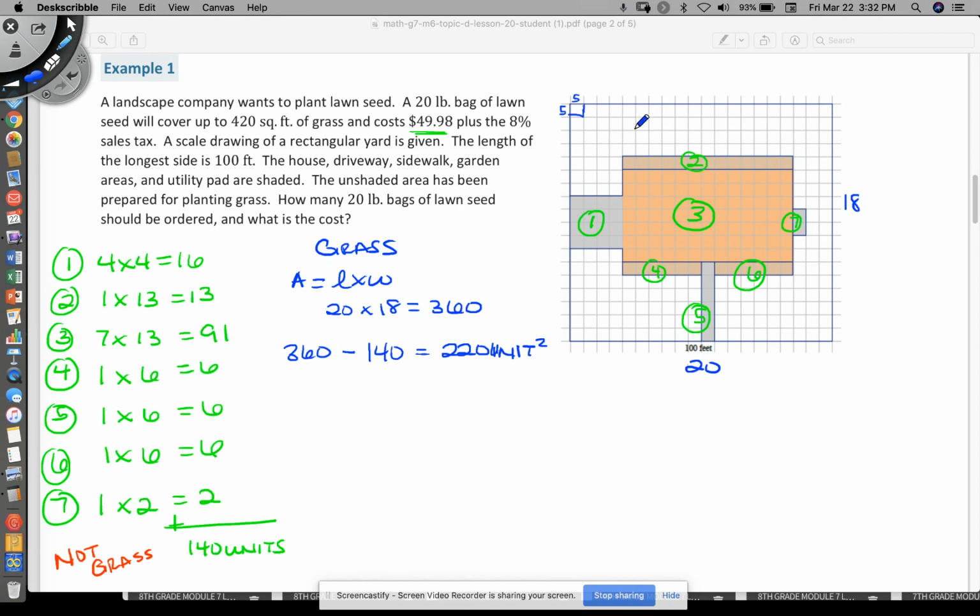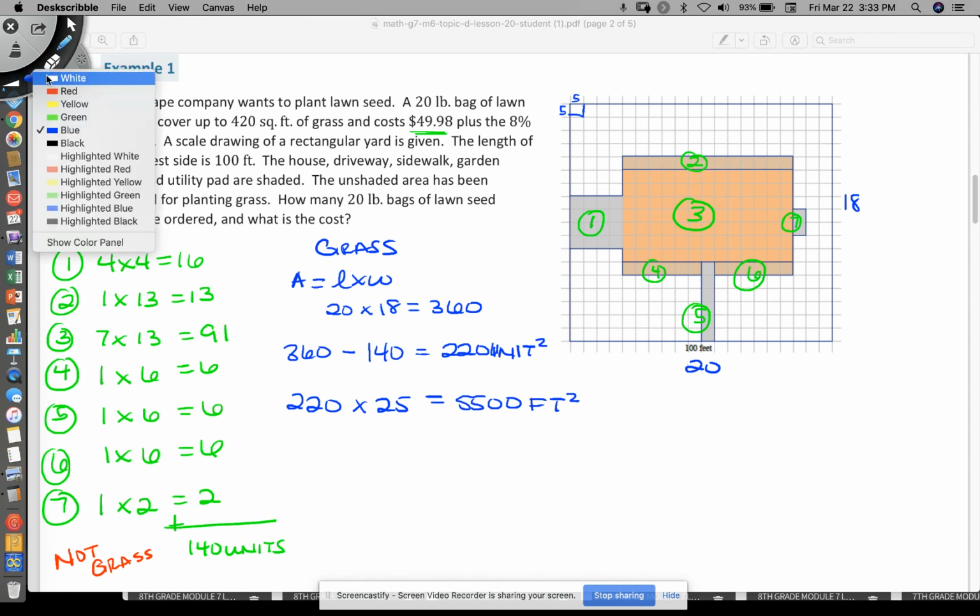So how big is each box? It's 25 feet. So we're going to say 220 times the 25 feet will give me a total of 5,500 feet squared. That's the actual size of this person's backyard. All right, so we got that far. But now we actually need to find the cost of how much we're going to have to pay.